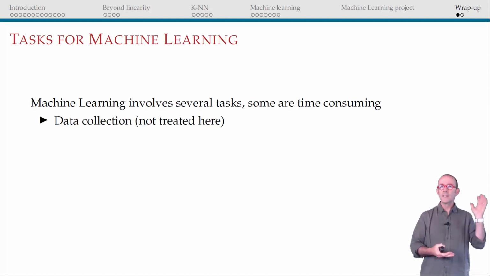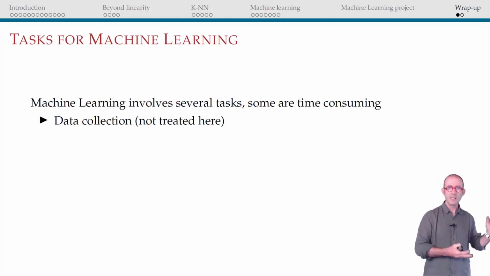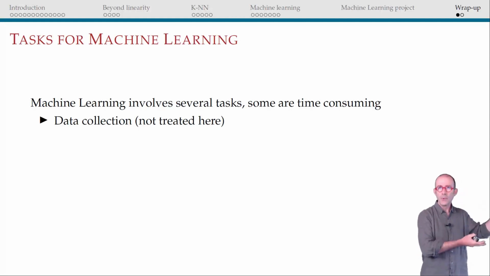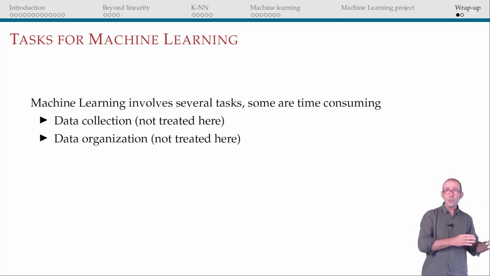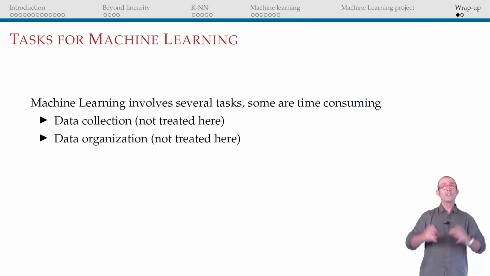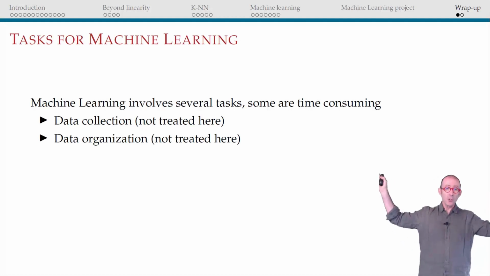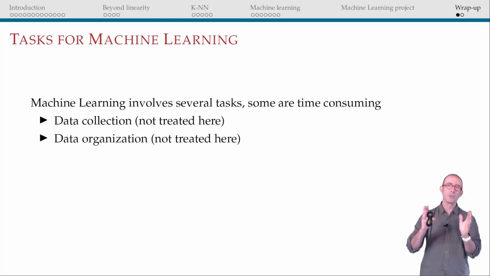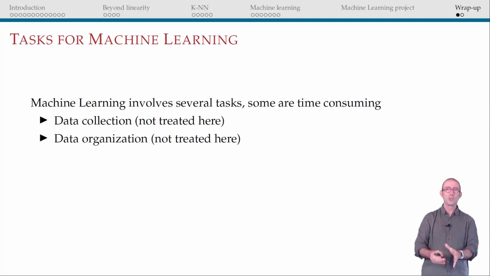The first one is data collection, and we will not treat that here. It's somehow a prerequisite to work with machine learning to have data. We also have to organize them, and sometimes we have big data that are so huge that you have to reduce them to a dimension that can possibly be handled on a computer. And this, once again, is specific knowledge and specific tools that are not treated here.